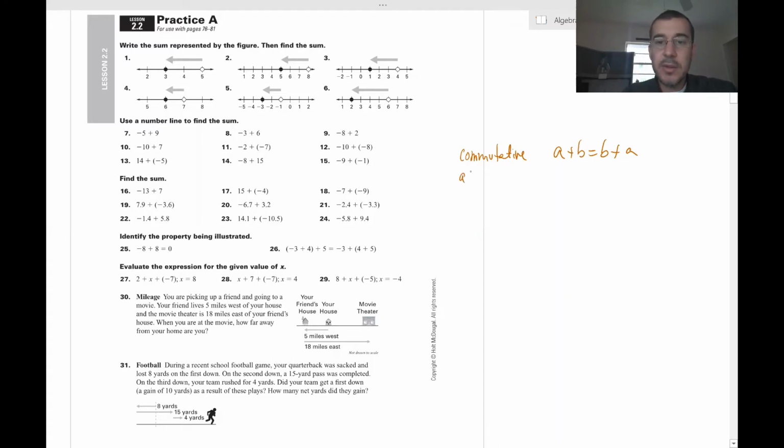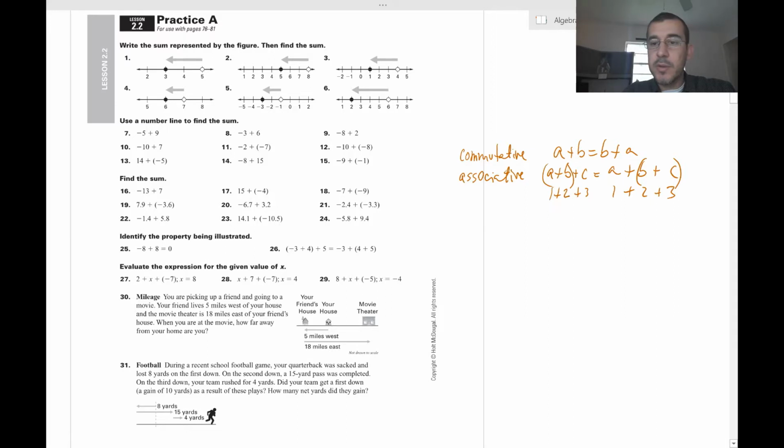Another one is the associative property. That's when you're adding up three numbers, A, B, and C, A plus B plus C. The way you're grouping the numbers in a sum doesn't change the result. So you can do A plus B in parentheses plus C, and that equals A plus, in parentheses, B plus C.